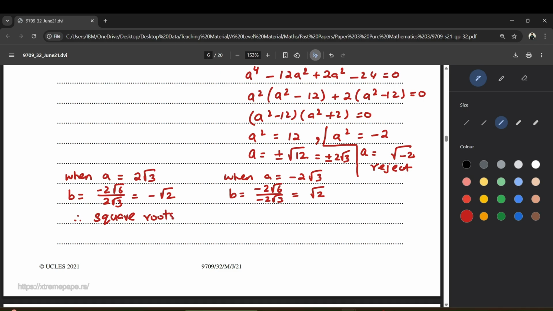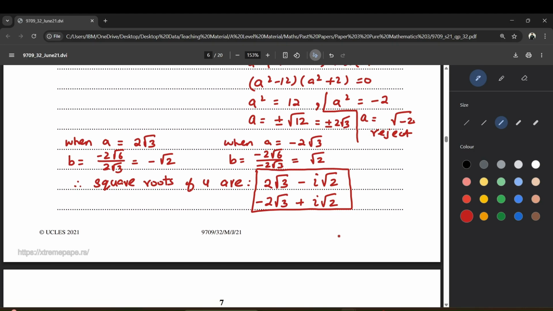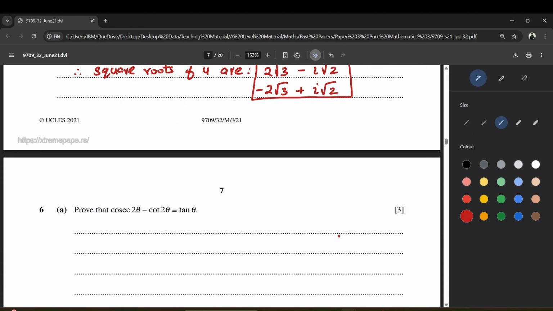So therefore, square roots of u are 2 root 3 minus i root 2, that is the first x value, and the second will be minus 2 root 3 plus i root 2. So that's your solution to this question. All right. So let's move to question number 6 now.